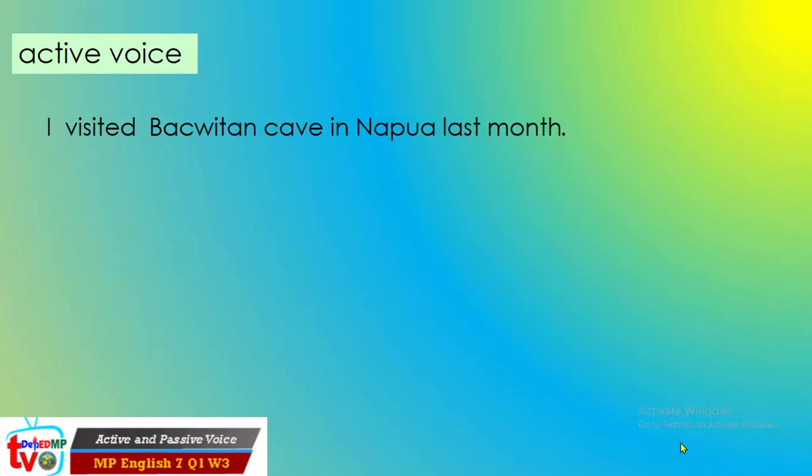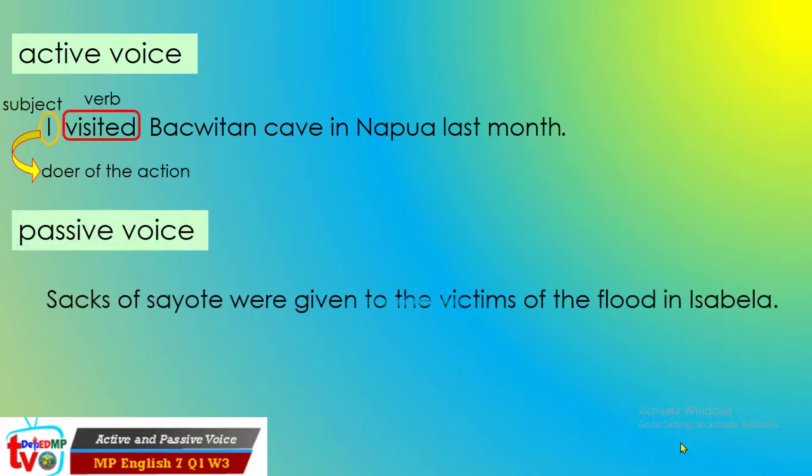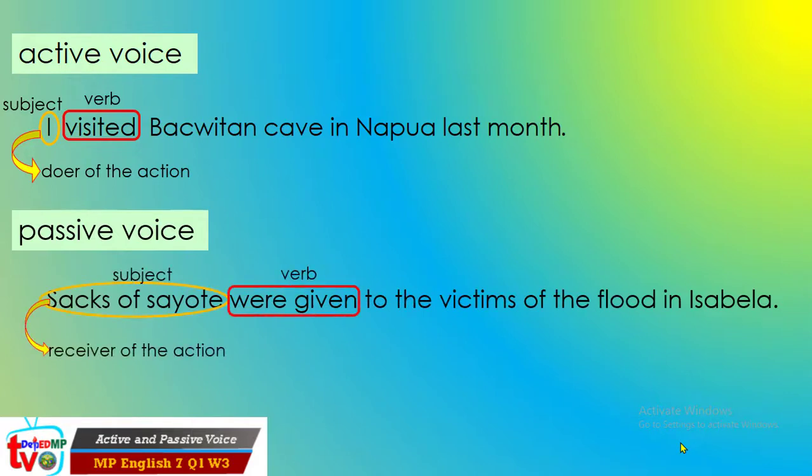Always remember that the active voice occurs when the subject of the sentence is the performer of the action. On the other hand, the passive voice indicates that the subject of the sentence is the receiver of the action.